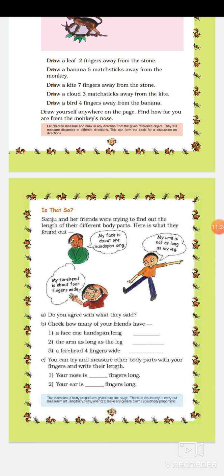Check how many of your friends have. Okay. A face 1 handspan long. The arm as long as the leg. A forehead 4 fingers wide. You can try and measure other body parts with your fingers and write their length. Your nose is dash fingers long. Your ear is dash fingers long. These question answers you can write in the book and you can take a photocopy and you can send to me.